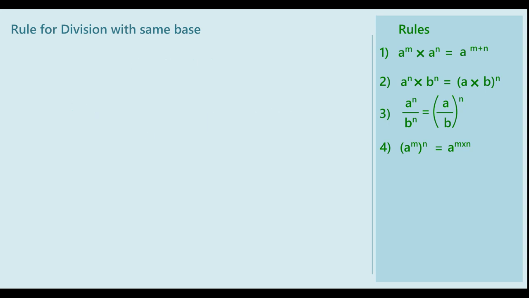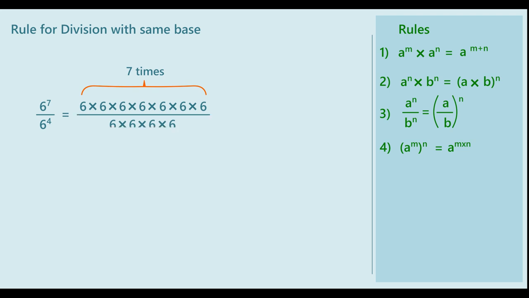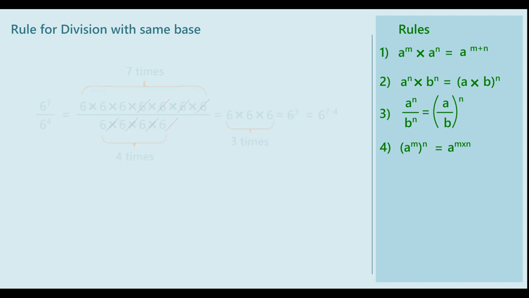Similarly, we can write 6 raised to 7 divided by 6 raised to 4 as 6 multiplied with itself 7 times divided by 6 multiplied with itself 4 times. After cancellation, it gives 6 multiplied with itself 3 times, which is equal to 6 cube or 6 raised to 7 minus 4. Have you noticed that 2 raised to 5 divided by 2 raised to 3 is equal to 2 raised to 5 minus 3, and 6 raised to 7 divided by 6 raised to 4 is equal to 6 raised to 7 minus 4.